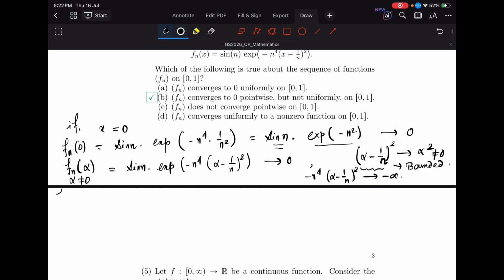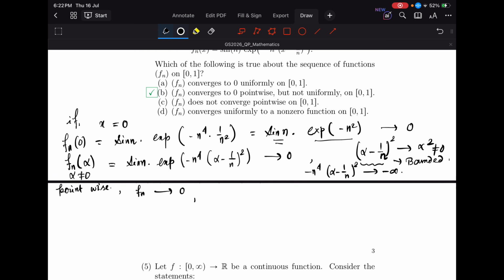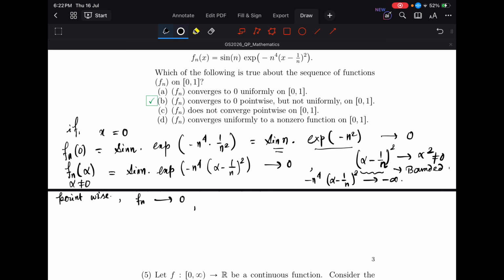So pointwise we know that f_n tends to 0, but we have to check the uniform convergence of this guy. So if you put f_n of 1 by n, then you have sine of n exp minus n to the power 4 times 0, right? So which is sine of n.